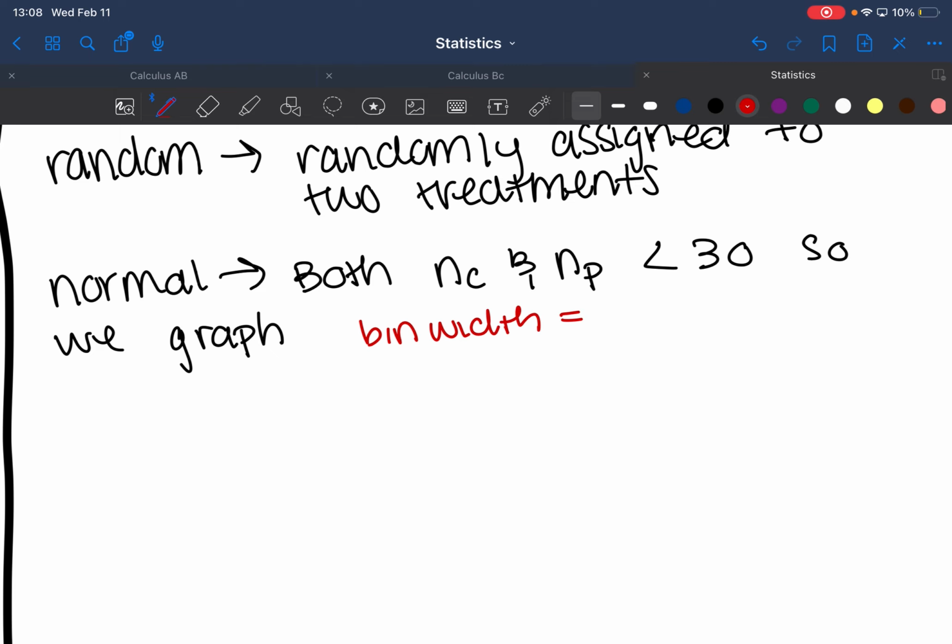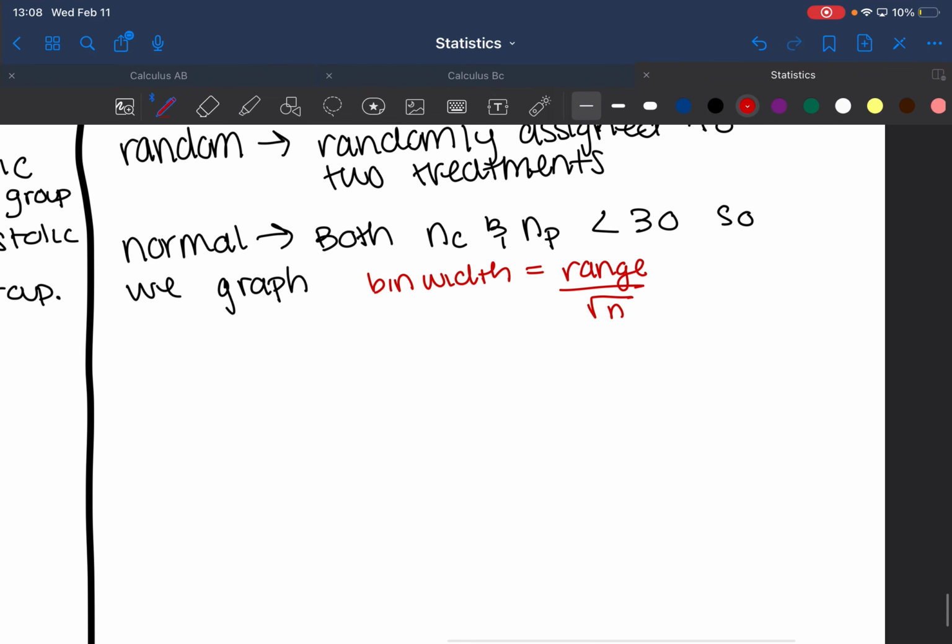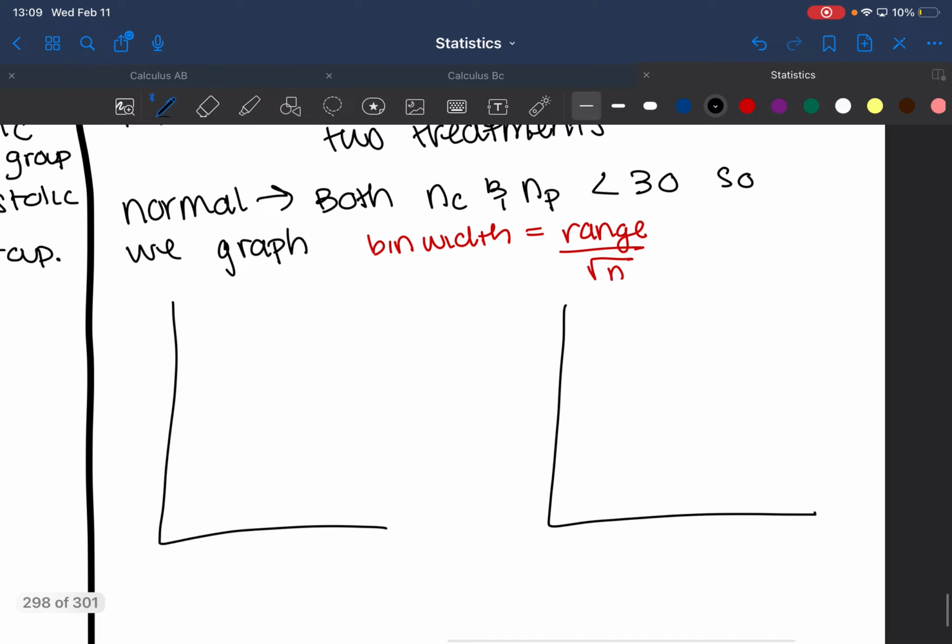Okay, so as you're creating these histograms, you should notice that in your placebo histogram, what is happening? We have an outlier. Okay, does that mean we stopped the problem? No. What are we writing in our conclusion? Proceed with caution. So I'm going to go ahead and draw both of these histograms.